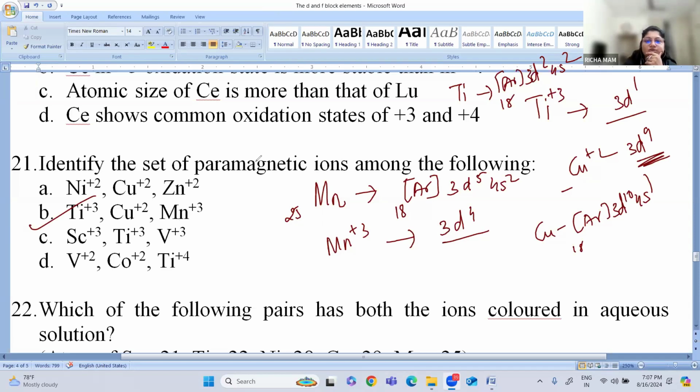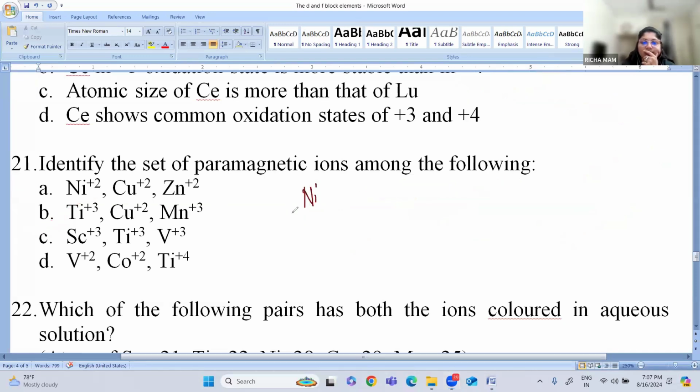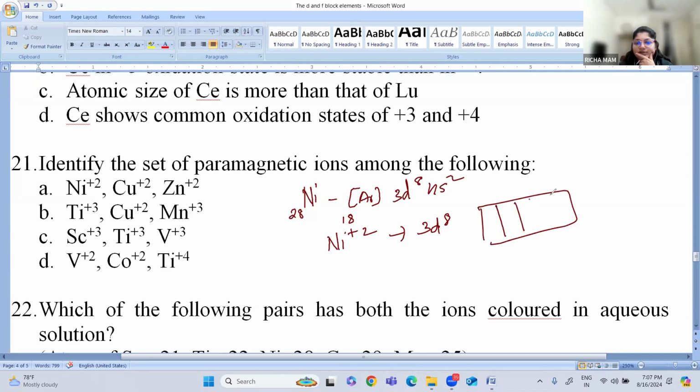Suppose I have to write for nickel. Okay, the answer is B option. But now nickel is 28, so it will be argon 18, 3d8 and 4s2. Then nickel in its +2 state is what? It will be 3d8. So if I write 1, 2, 3, 4, 5, 6, 7, 8, here 2 electrons are present. But the complete set should have the +2.